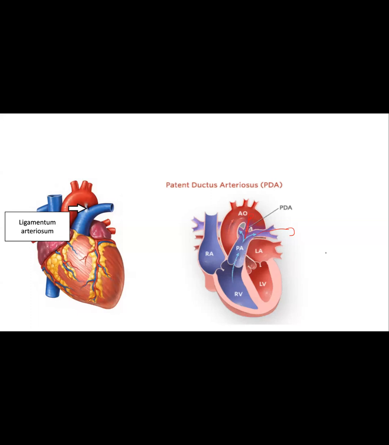So it's possible for the blood to flow from the aorta to the pulmonary artery. And this is known as the left to right shunt. This is still a left to right shunt because the blood is moving from the left side to the right side, and that's why it's again acyanotic, because it does not affect the oxygen level in the body at this stage.